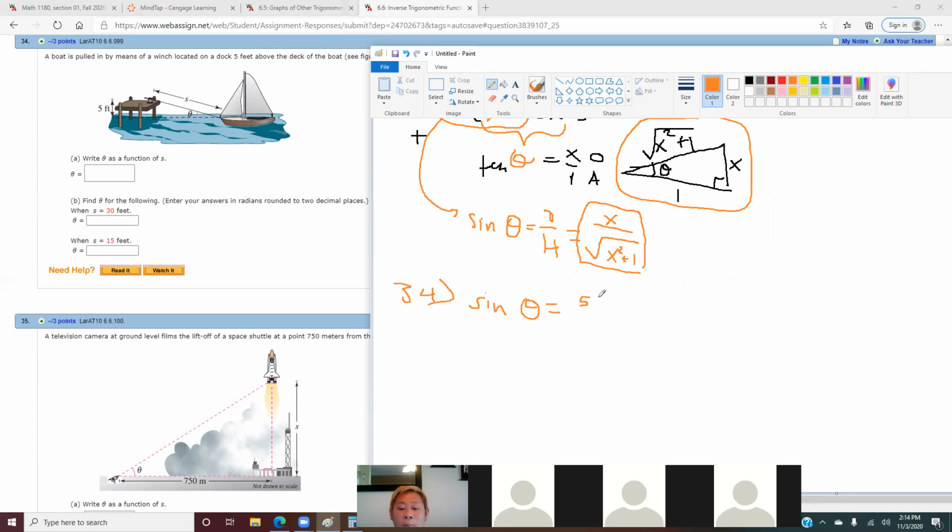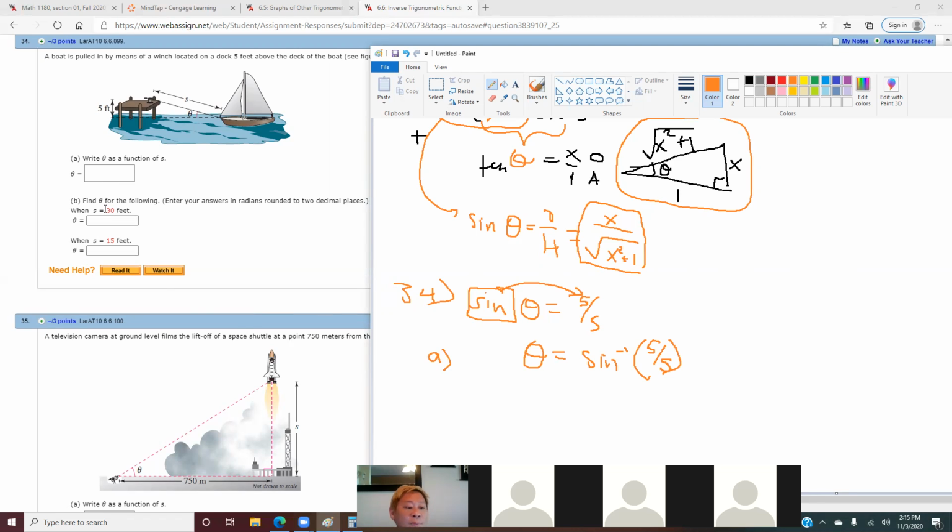But this question wants you to write it in terms of theta. So what do I do with this sine? I move it over there. And do you know what happens when I move it over there? Theta is equal to sine inverse of 5 over s. And yep, you have to put parentheses around it, otherwise they mark you wrong. And this s looks like a small letter s, so don't put a capital S because they will mark you wrong. So this is how we do question A.